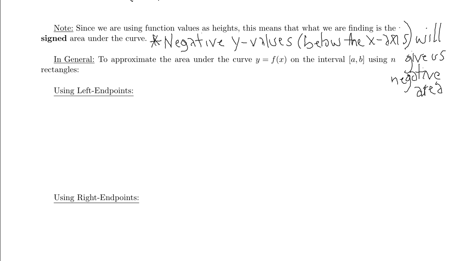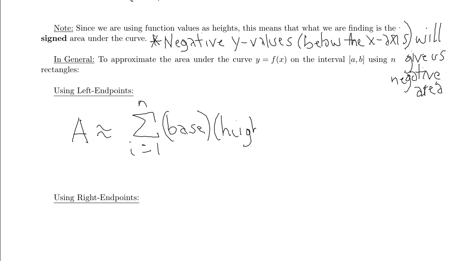Okay, so in general, let's write a sort of a general formula. If we want to approximate the area under an arbitrary curve f of x on an arbitrary interval a to b using n rectangles, the way that we would do this is, just like we wrote out before, but we just have to generalize our formula here. So we know that we're going to be adding up n rectangles, so i is going to go from 1 to n. And we know that it's going to be base times height, because that is the area of a rectangle.